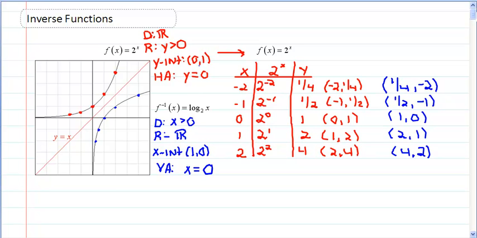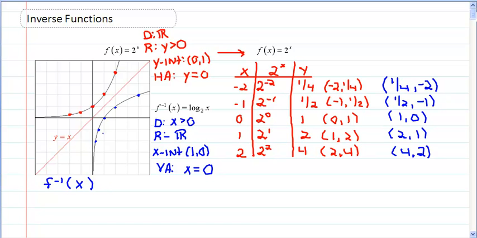So notice how in 2 to the x and log of x base 2, everything is interchanged. For 2 to the x, the domain is all real numbers, but in log of x, the range is all real numbers. In 2 to the x, the range is greater than 0, but in log x, the domain is greater than 0. The intercept is switched, and the asymptotes are switched as well. When you have this property of functions, the functions are said to be inverses of each other. And the symbol for inverse is f to the -1 of x, and this is read f inverse of x.